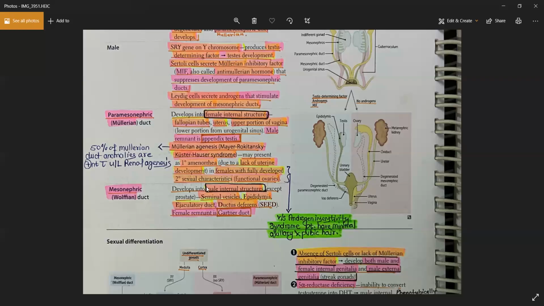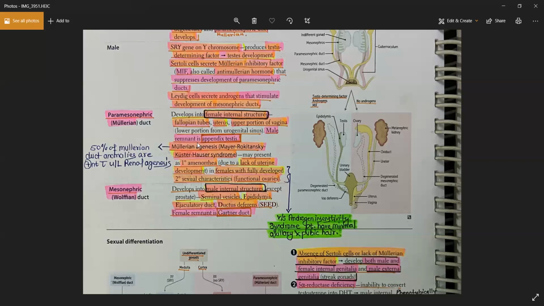Going in order, you will find first the epididymis, then the vas deferens or ductus deferens, then the seminal vesicles, and finally the ejaculatory duct. That part is formed by the Wolffian duct. In the female, this remnant is known as Gartner's duct.